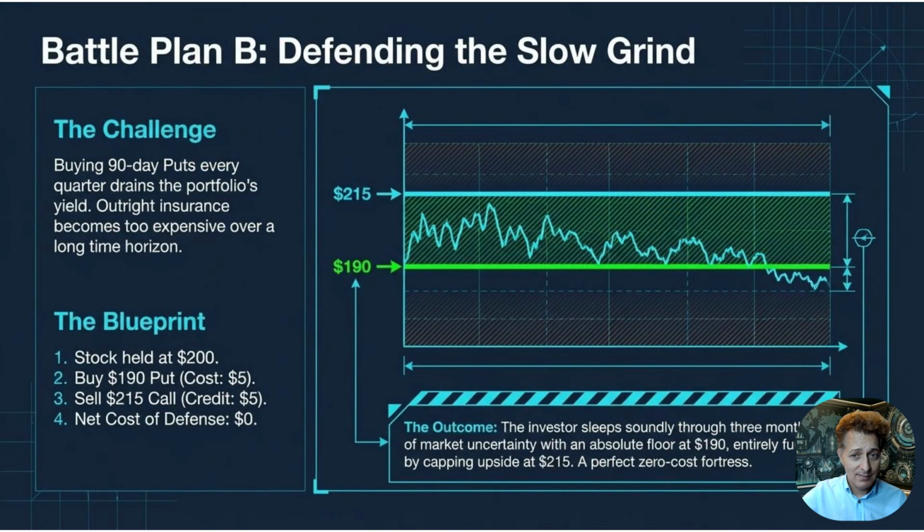Battle plan B. So let's say you want to defend the slow grind. The slow grind is a problem because that means that your stocks are not making much money to the upside. If you have a fast market moving up, impulsive, moving up fast, it's very easy to make money, and you make a lot during the year.